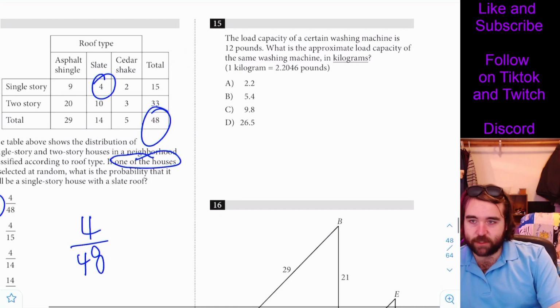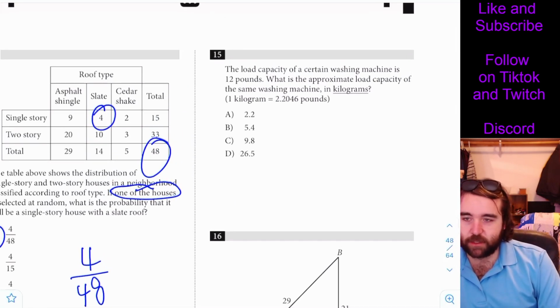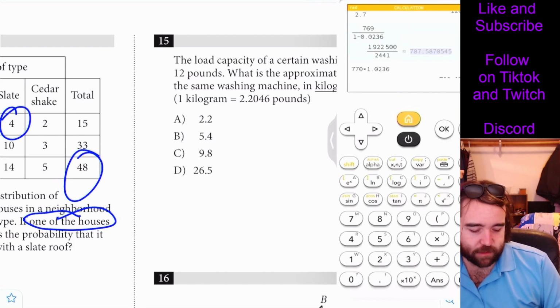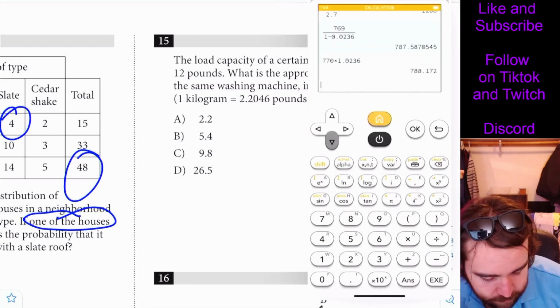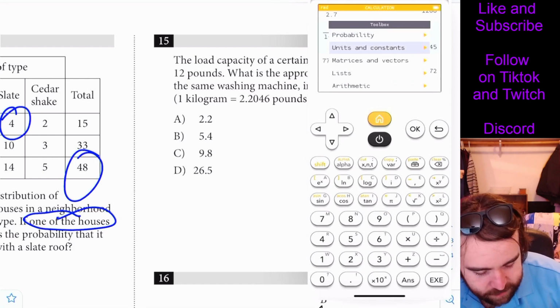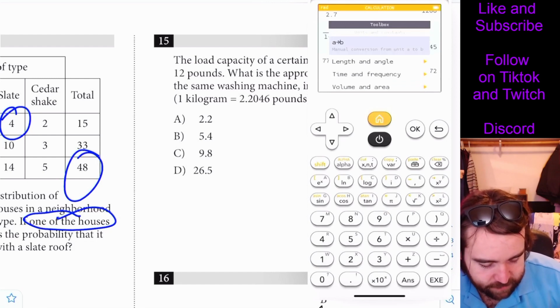All right, talking about washing machines. The load capacity of a certain washing machine is 12 pounds. What is the approximate load capacity of the same washing machine in kilograms? All right, just a little quick dimensional analysis. Well, NumWorks will also do that totally on its own. We could take a look at that. I imagine other calculators do. But also, it's very slow. That's not the quick way to do it.